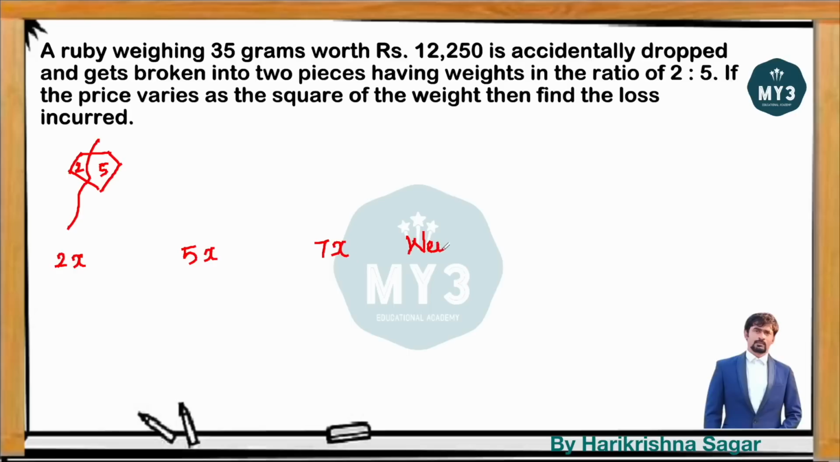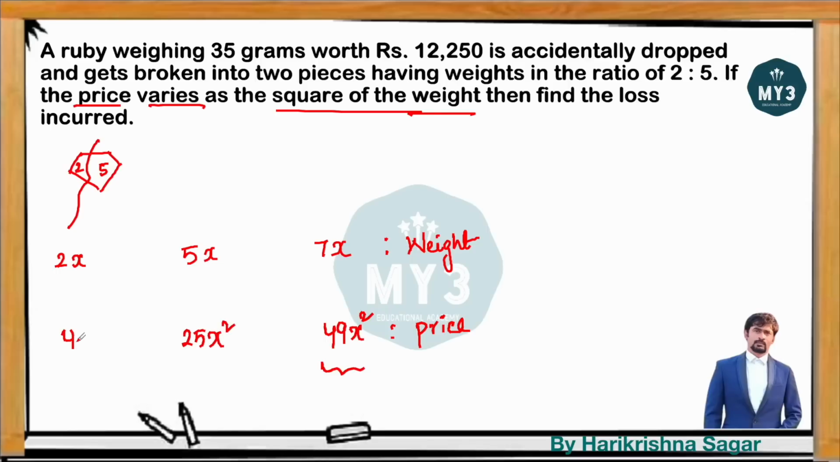So these are the weights, and now if you observe, they mention that the price varies as the square of the weights. That means what will be the price of these pieces? The total price will be, its weight is 7x, then price will be the square of the weight. That means 7x whole square, which will become 49x square. That is the price of the whole ruby. And what will be the price of these two individual pieces? 5x will become 25x square and 2x will become 4x square. So these are the prices of the broken pieces.